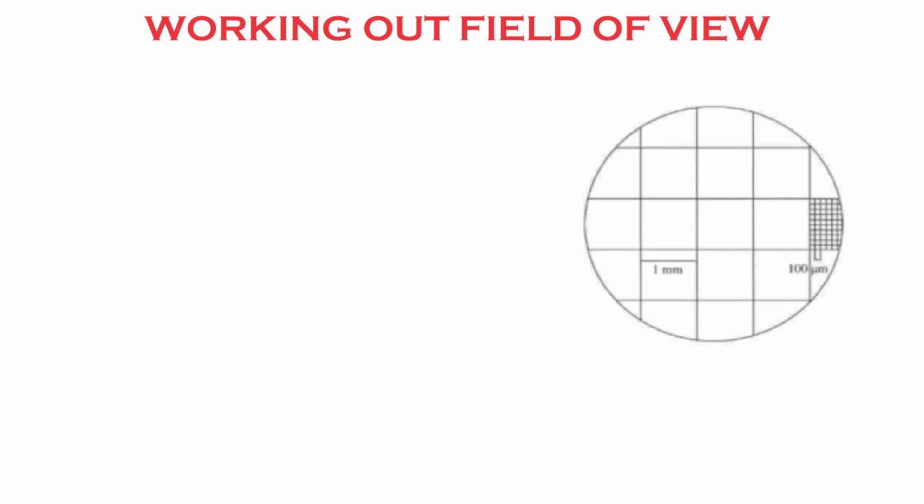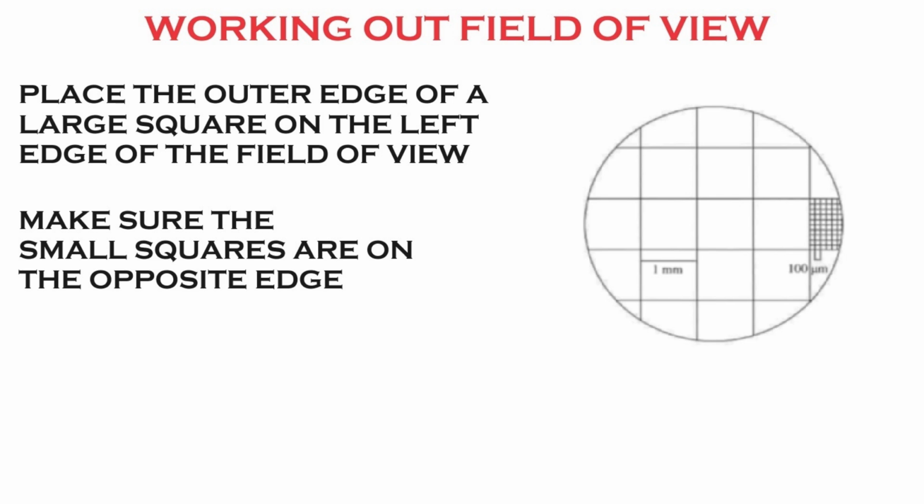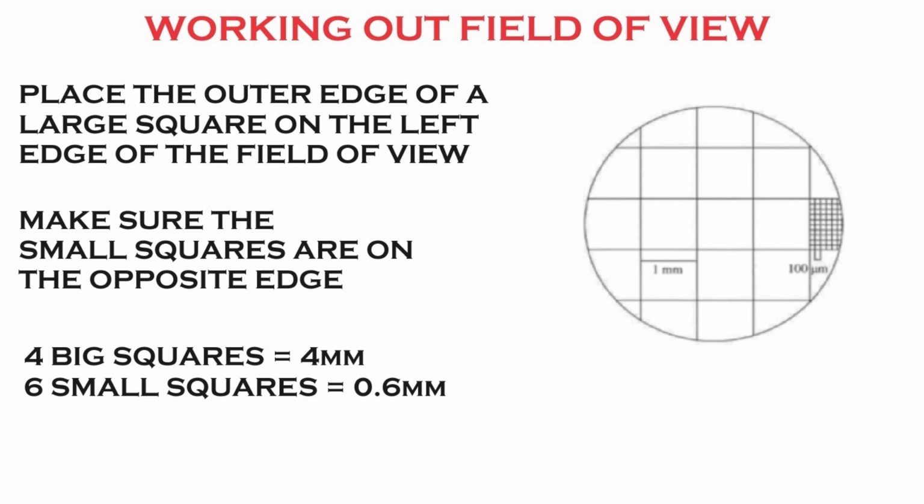Now, to work out the field of view, we place the mini-grid on the outer edge of a large square on the left-hand side, and we make sure that the small squares are on the opposite edge, as seen in the diagram. In this case, we've got 4 big squares, so that's 4 millimeters, and 6 small squares, so that's 0.6 millimeters. So the field of view is 4.6 millimeters.